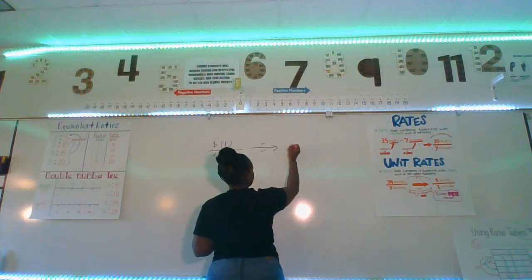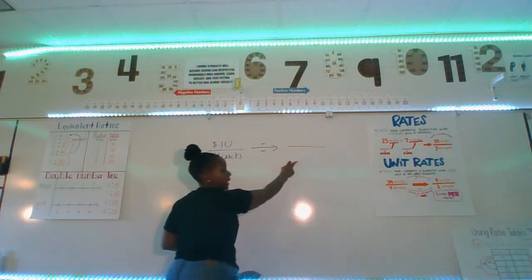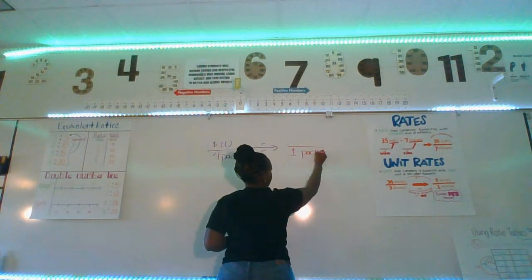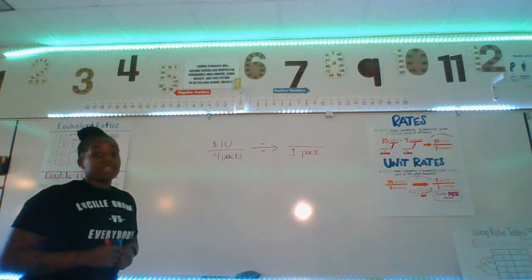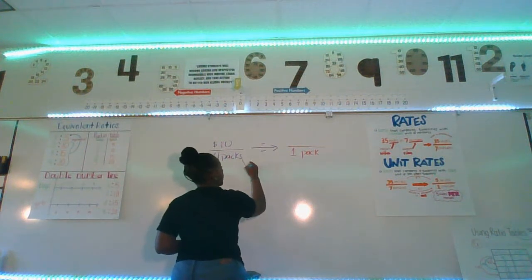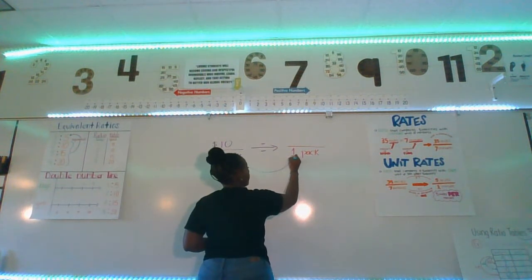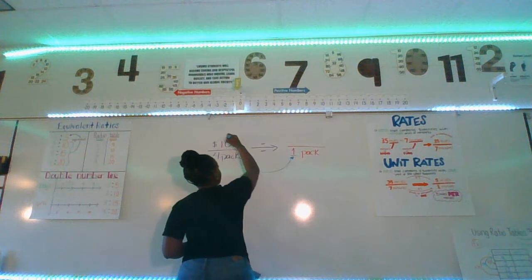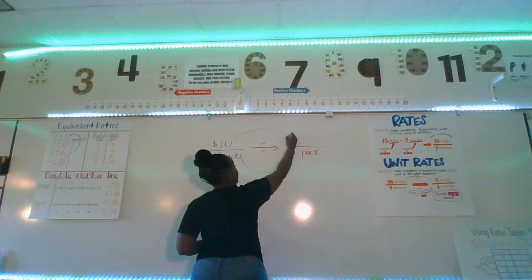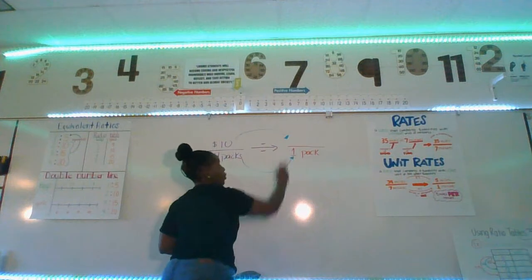So now we're going to create it to where instead of it being 4 packs here, we're going to put 1 pack, okay? And then we're going to do the same concept. Figure out what did I do to 4 in order to get 1? And then the same thing that I do to 4 in order to get 1, I must do to 10 in order to get the numerator.